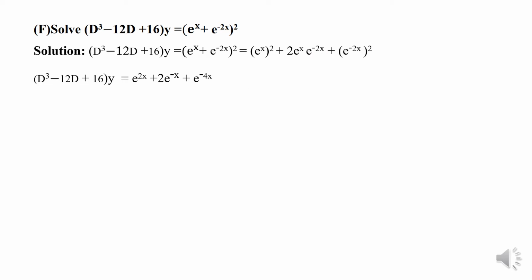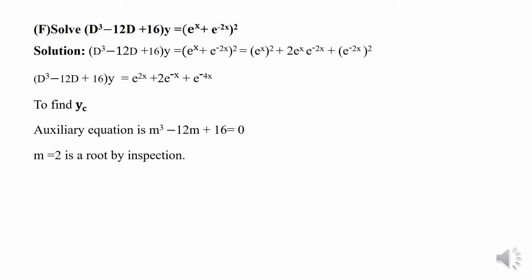Now to find the complementary function yc, the auxiliary equation is m cube minus 12m plus 16 equals 0. One root is found by inspection. By putting m equal to 2, we get 2 cube minus 12 into 2, that is minus 24. Here 8 minus 24 is minus 16 plus 16 gives 0. So m equal to 2 is a root by inspection.